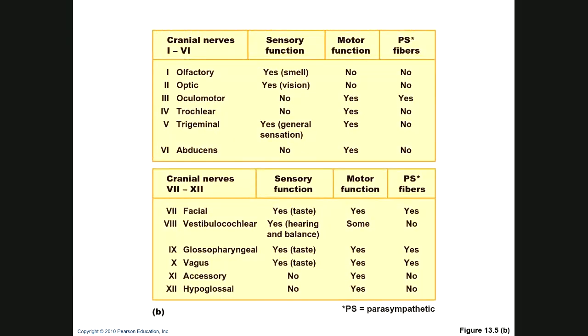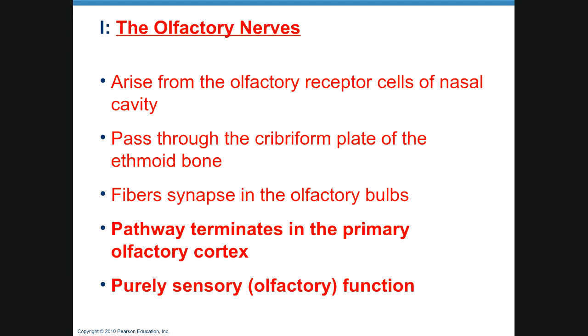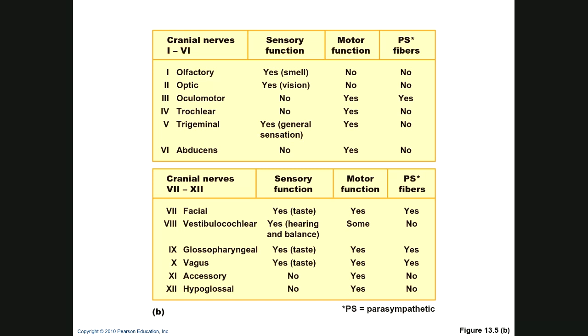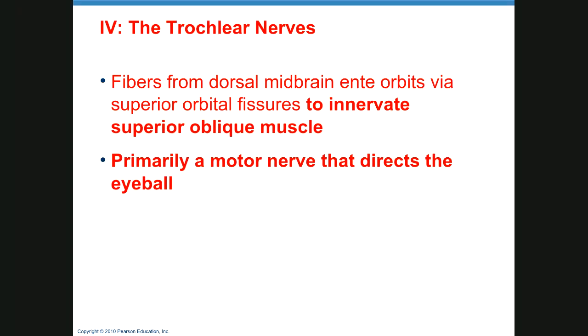Number 4 is trochlear, and actually this one is an easy one to remember because it only has one function. Trochlear has no sensory function, it only has a motor function. It's not a parasympathetic nerve. It does only one thing. It's going to control the superior oblique muscle of the eyeball. So trochlear nerve is motor, innervates the superior oblique muscle. So it directs the movement of the eyeball.